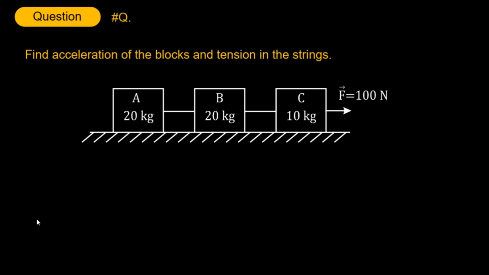Is it 2 meters per second squared? Correct. Find T1 and T2. T1 is 40 newtons. What is T1? Where you have marked T1, between A and B or B and C? Oh, between A and B. Okay. And what about T2? B and C. What do you got for T2? T2 is 80. Correct.